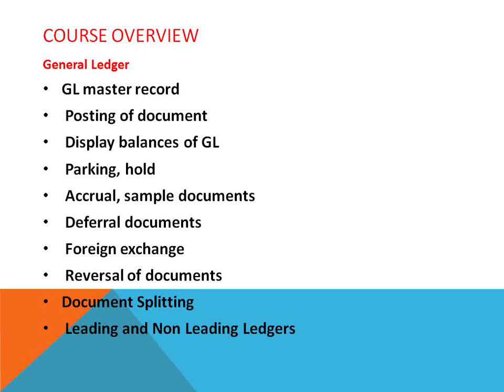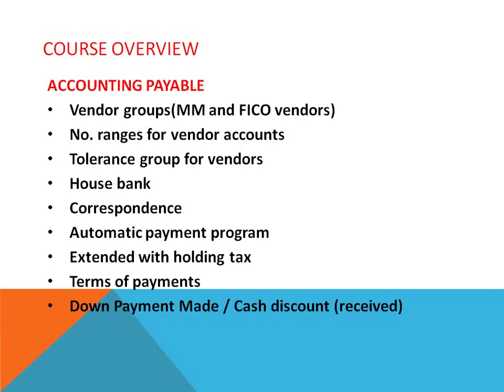Once you go into real-time projects, normally we present these business requirements to the stakeholder, and after the stakeholder gives us the information, we prepare the business blueprint. So the general ledger master record is there, posting of a document, display balances of the general ledger, parking, holding, accrual, sample document, deferred document, foreign exchange, reversal of document, document splitting, leading and non-leading ledger. Those are the major things we'll discuss in detail based on global scenarios.